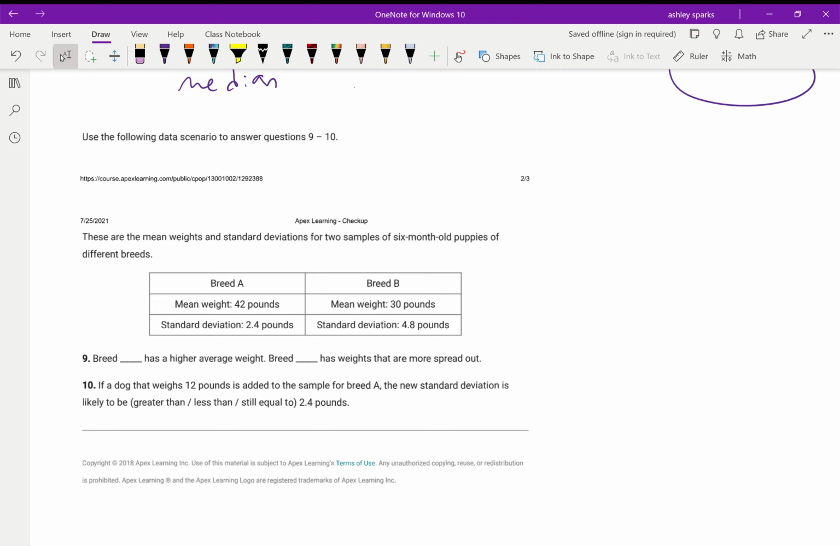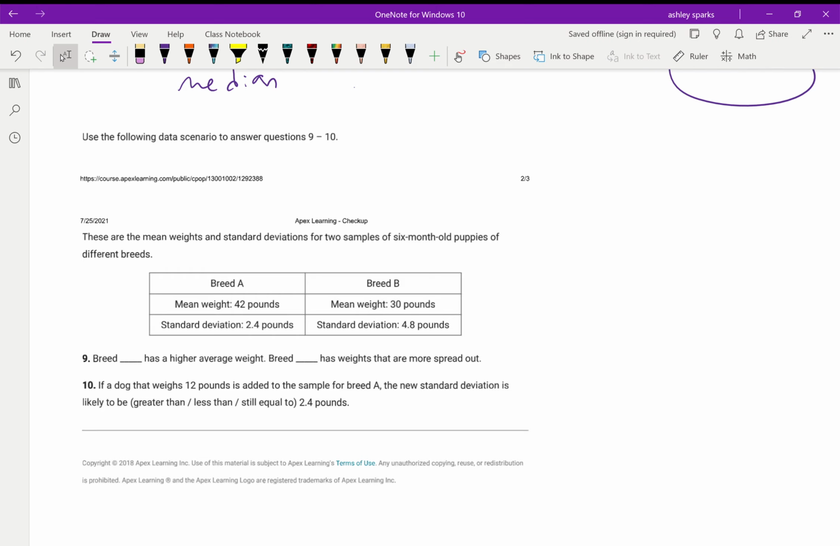Okay. So these are the mean weights and standard deviation for 2 samples of 6-month-old puppies of different breeds. So breed A has a mean weight of 42 pounds and a standard deviation of 2.4 pounds, which means, wow, these are big 6-month-old puppies, but that means that we expect a group of puppies to be between about 40 to 42 pounds-ish. Breed B has a mean weight of 30 and a standard deviation of 4.8. So these puppies would be about 25 to 35 pounds.